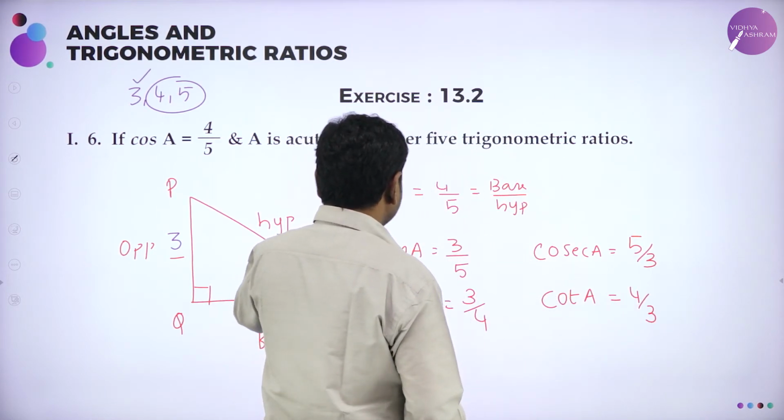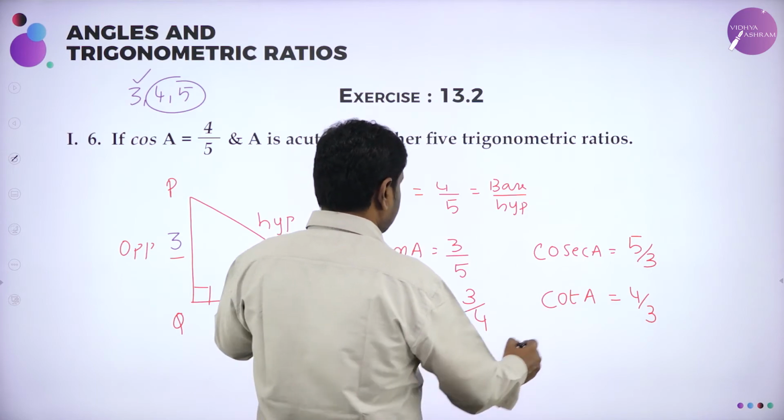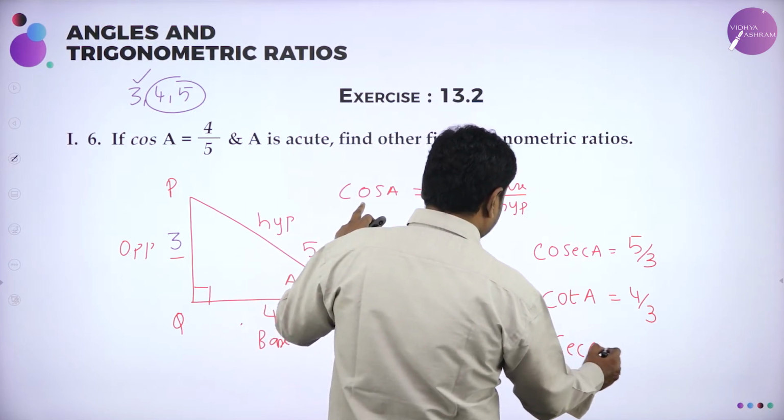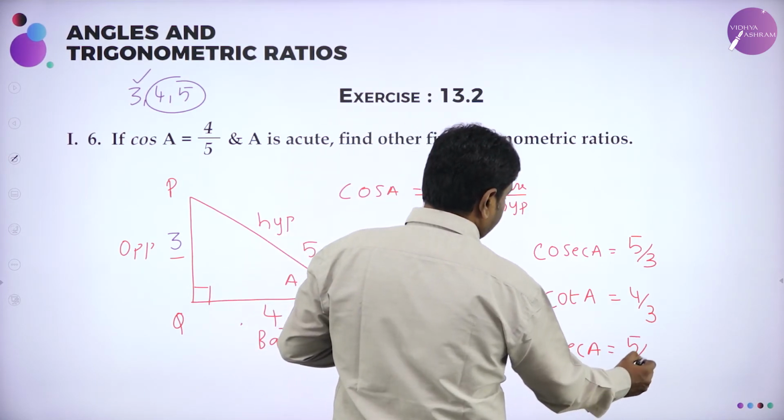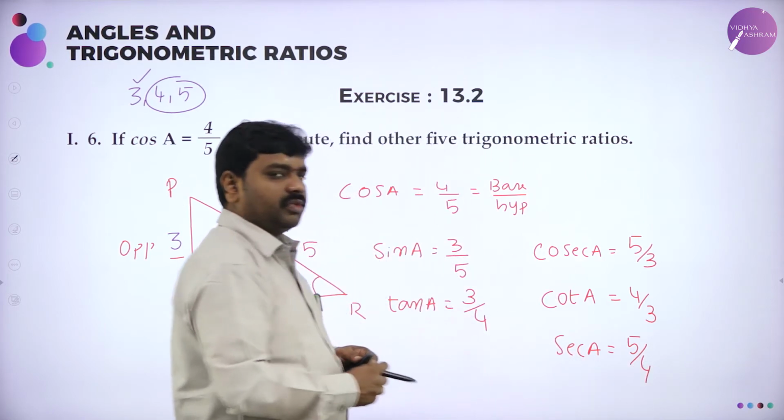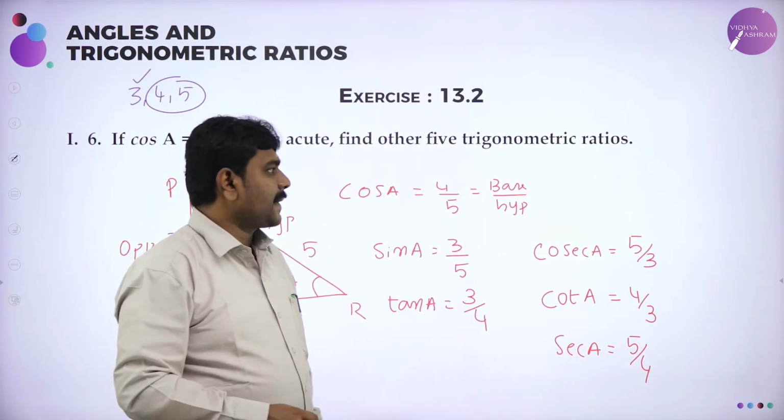And then cos we know. Secant we need to find. Secant is the reciprocal of cos. Cos is 4 by 5, so secant is 5 by 4. So we got all other 5 trigonometric functions, or ratios.